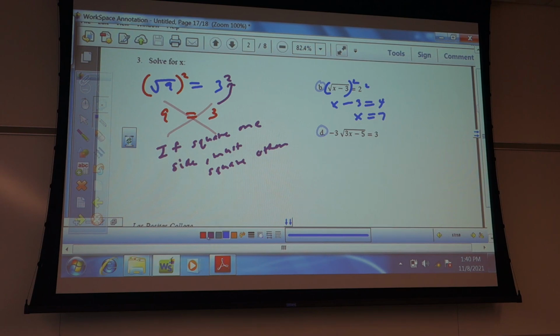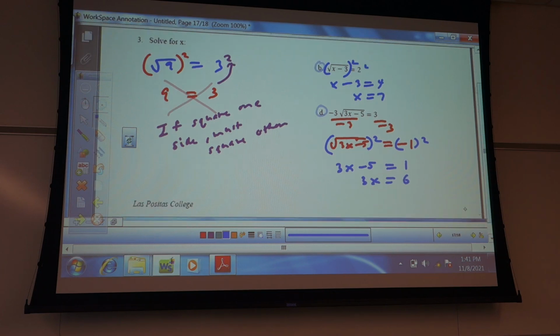Here, first I have to divide both sides by negative 3. And I end up with square root of 3x minus 5 equals negative 1. We're going to square both sides. You end up with 3x minus 5 equals 1. Add 6 to both sides. 3x equals 6. Divide both sides by 3. You get x equals 2.